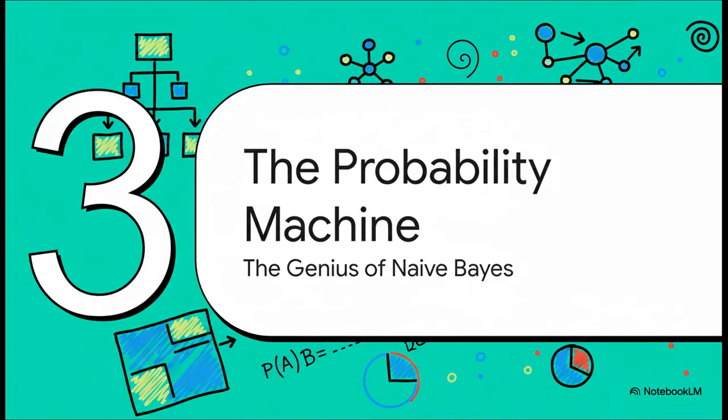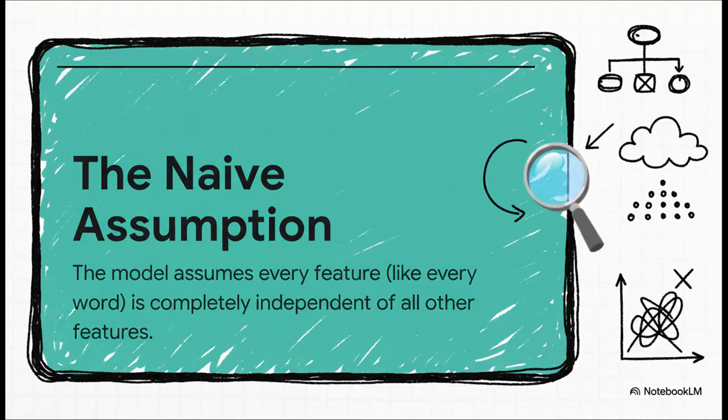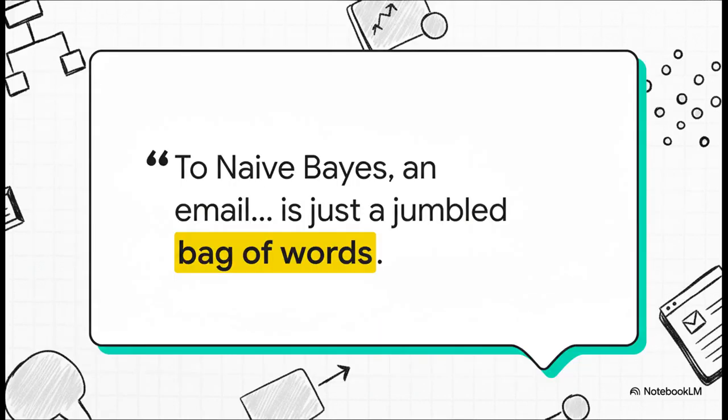Okay, let's switch gears to our second philosophy. This one is fascinating because it's a model that operates on an assumption we know is completely wrong, and yet somehow it works incredibly well. Let's meet naive Bayes. Now, this model is called naive for a really good reason. It makes one gigantic, simplifying assumption that every single piece of information is totally unrelated to every other piece. So for a spam filter, that means it assumes the word free has absolutely no connection to the word money. Now, we know that's not true, but this exact assumption is what makes the model so lightning fast and surprisingly powerful.